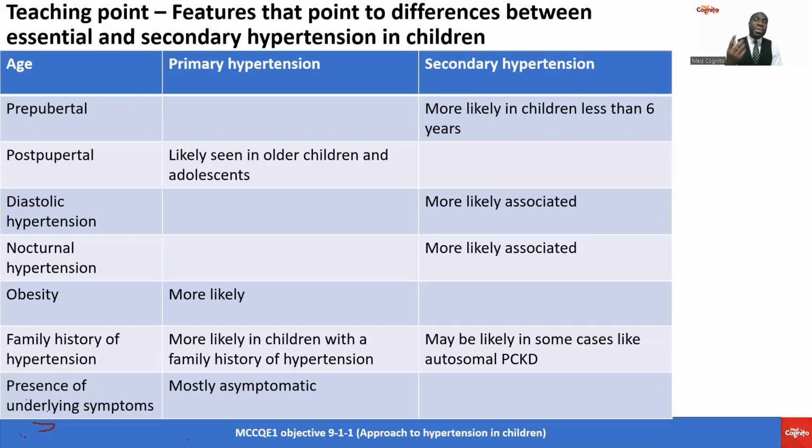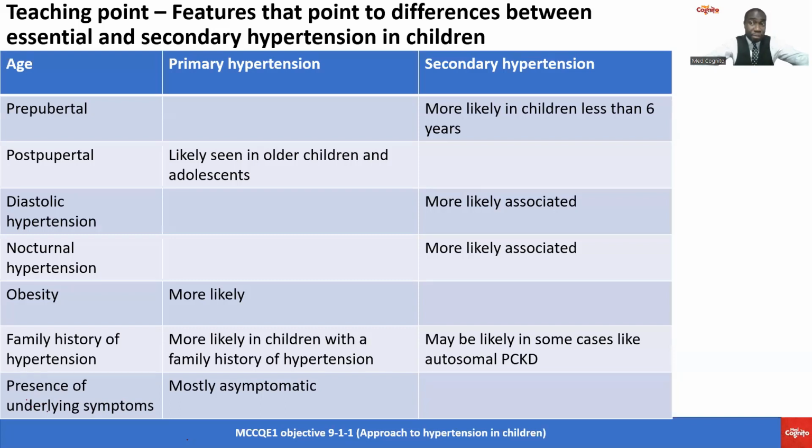But one case where you may want to ask about family history in children with secondary hypertension is polycystic kidney disease, that's PCKD. And in terms of underlying symptoms, essential hypertension is usually asymptomatic. That is why we say hypertension is the silent killer in adults, because the person may not have any symptoms. So doctors, please make a table right now and write out all the differences between primary hypertension and secondary hypertension.